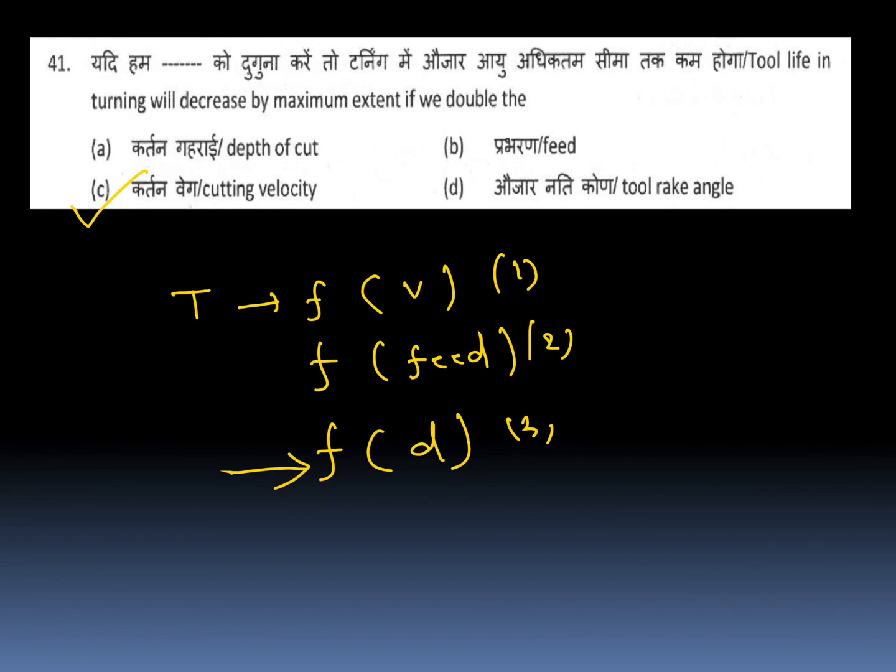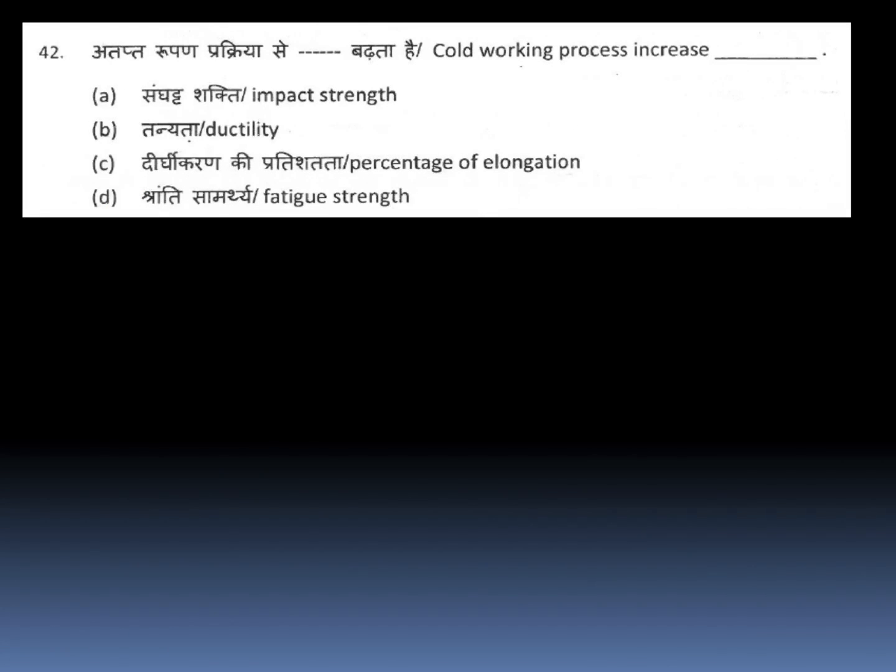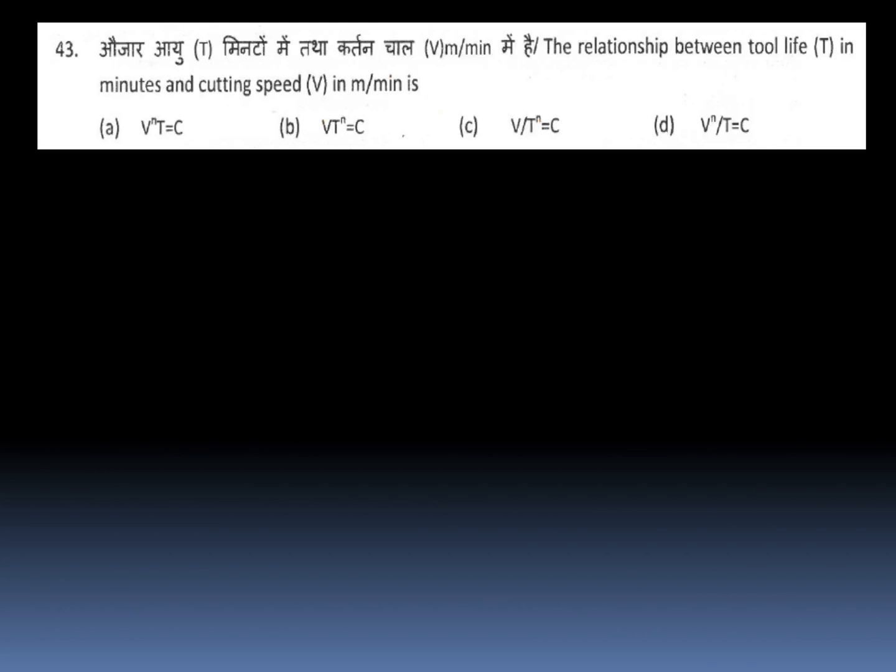Cold working process increases impact strength or toughness? It decreases. Ductility, this also decreases. Percentage of elongation, this also decreases. Then fatigue strength increases. D is your answer. The relationship between tool life T in minutes and cutting speed V in meters per minute is Taylor's tool life equation, VT to the power n equal to constant. So B is your answer. Direct question.